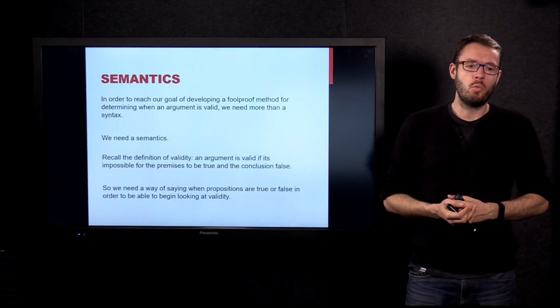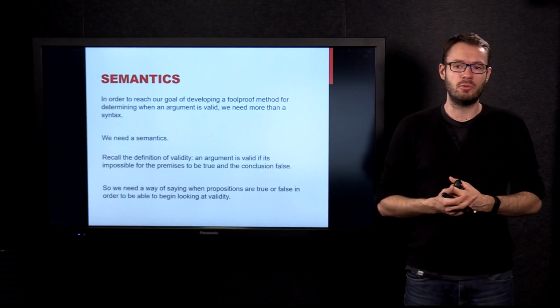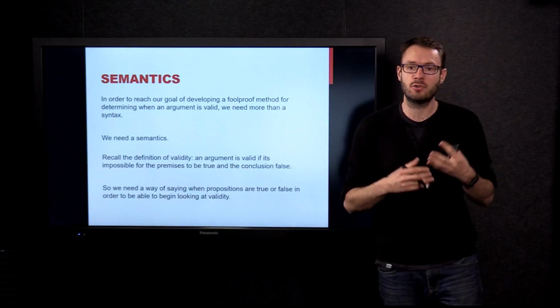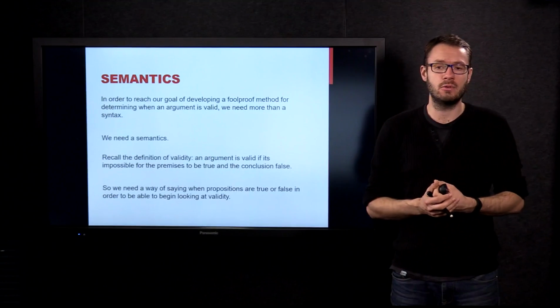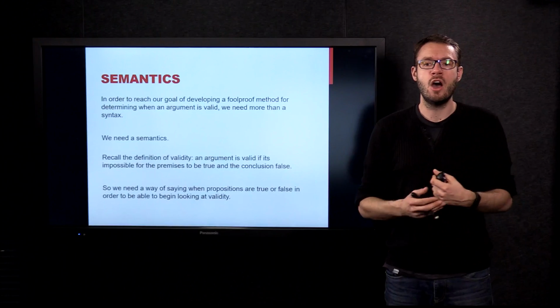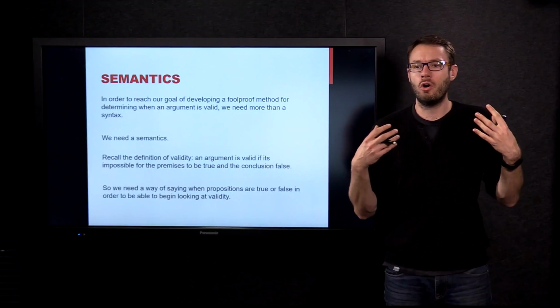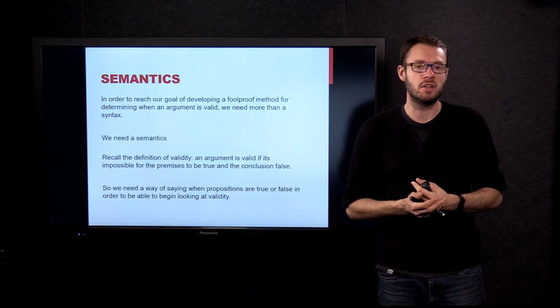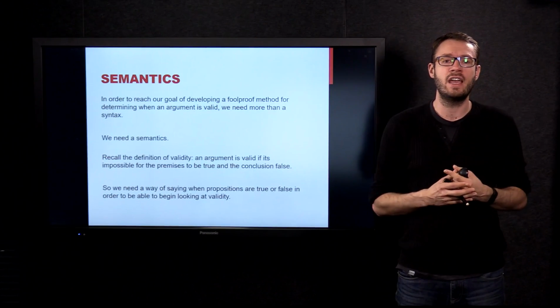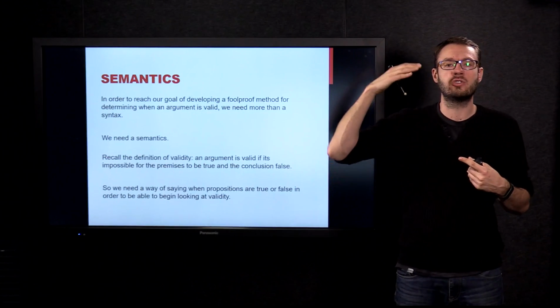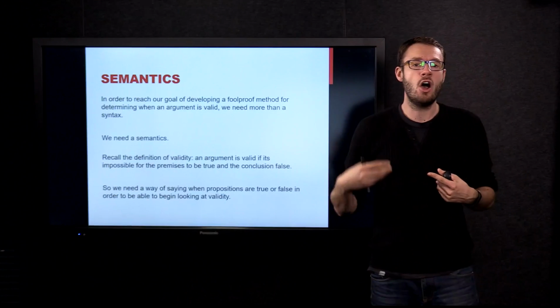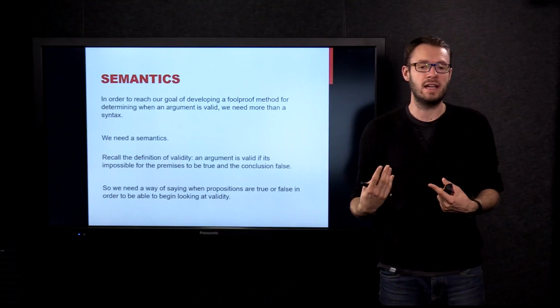All right. What we need in order to develop our foolproof method is a semantics. And a semantics for any language is just an interpretation of that language. It's just an account of the meaning of the words or symbols or whatever it is that that language is composed of. So for instance, if you go to a dictionary and you look up a word, what you're doing is you're trying to get a grip on the semantics of that word embedded within the language.